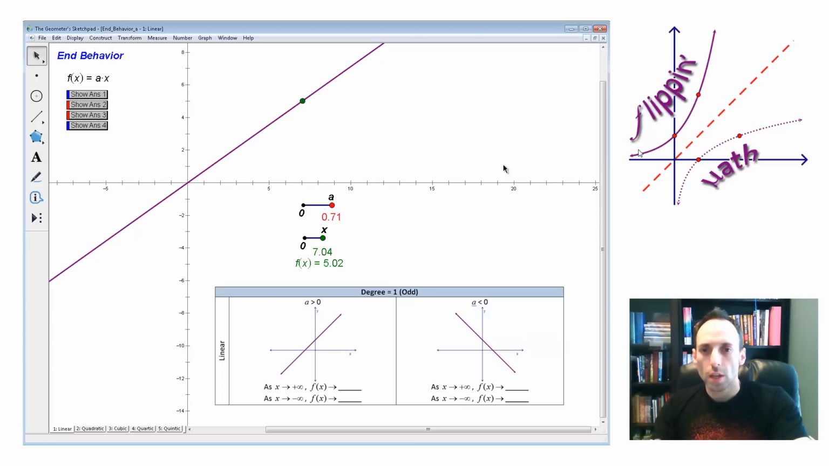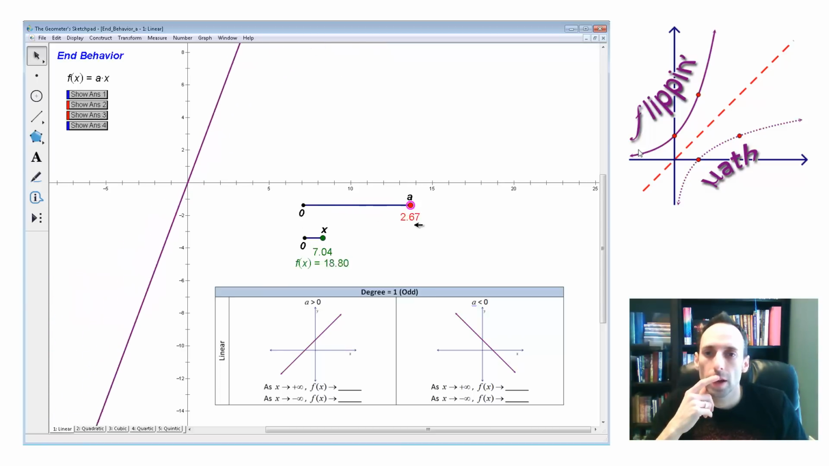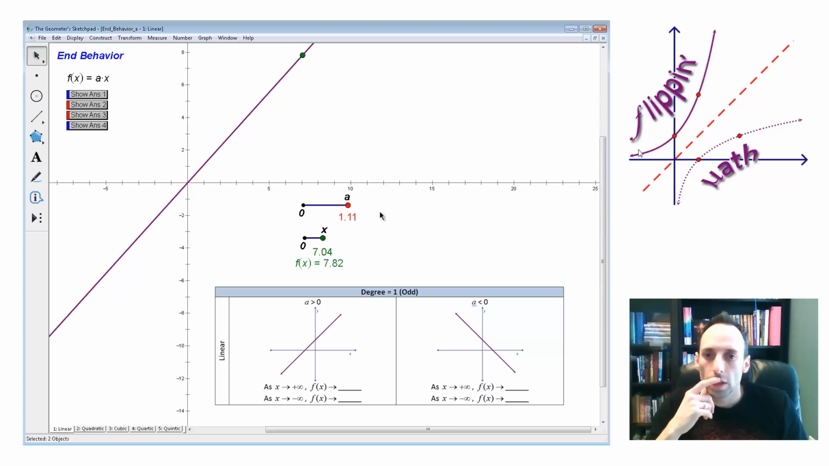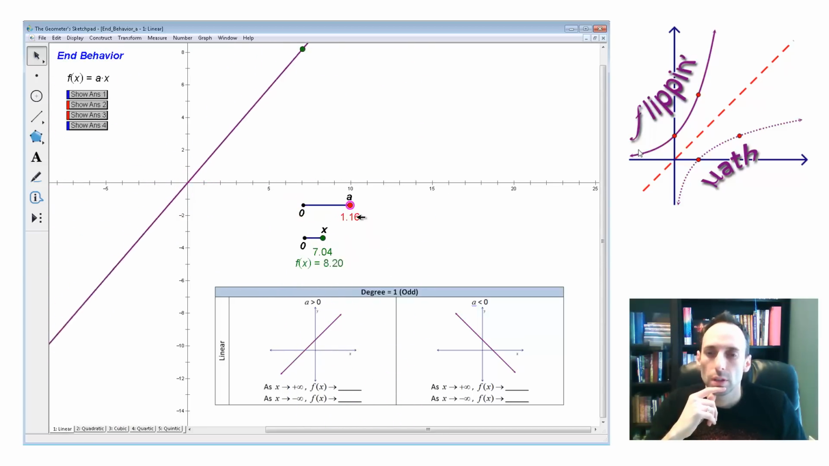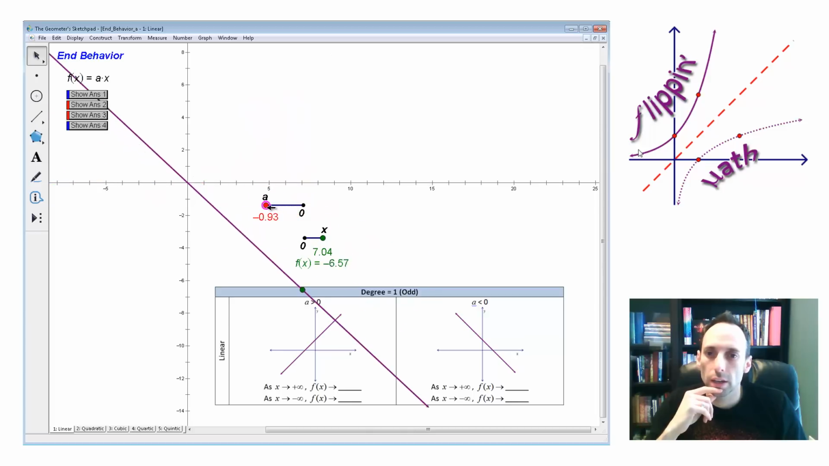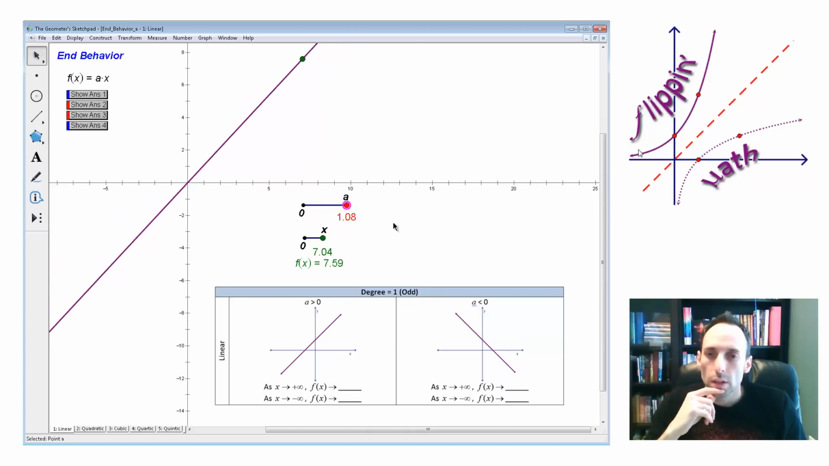So you can see right down below that little box, we'll fill out the answers here. So we're looking at just the linear function. We know it's just the A value that affects where the ends of the graph are. Okay, so over here I have it positive, and over here I have it negative.